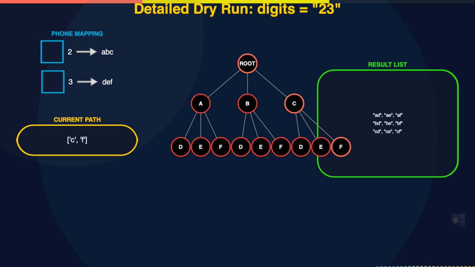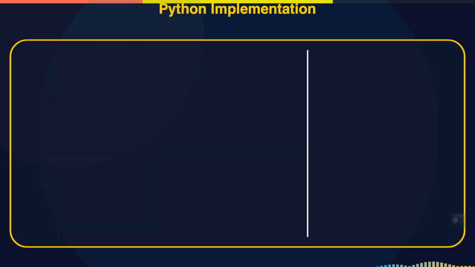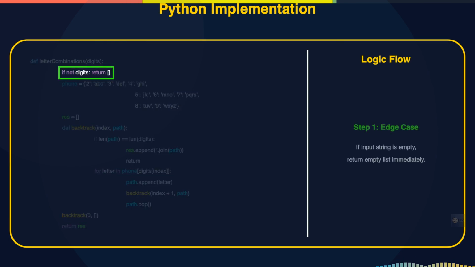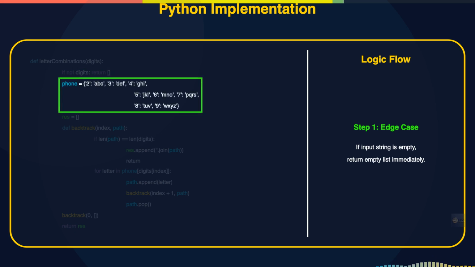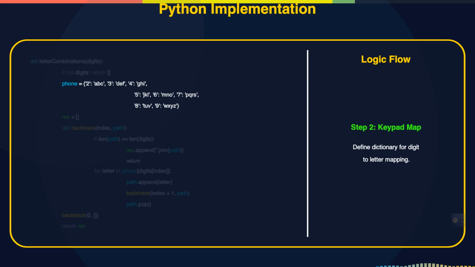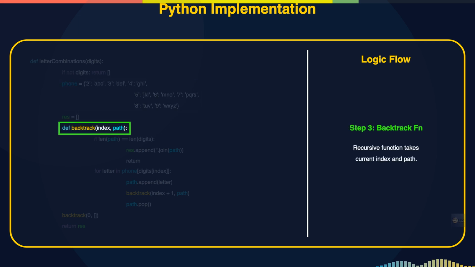Now, let us look at the Python implementation. We start by handling the edge case. If the input is empty, we return an empty list immediately. Next, we define our phone mapping using a dictionary. This gives us quick access to the letters for each digit. The heart of our solution is the backtrack function. It takes the current index of the digit we are processing and the path we have built so far.